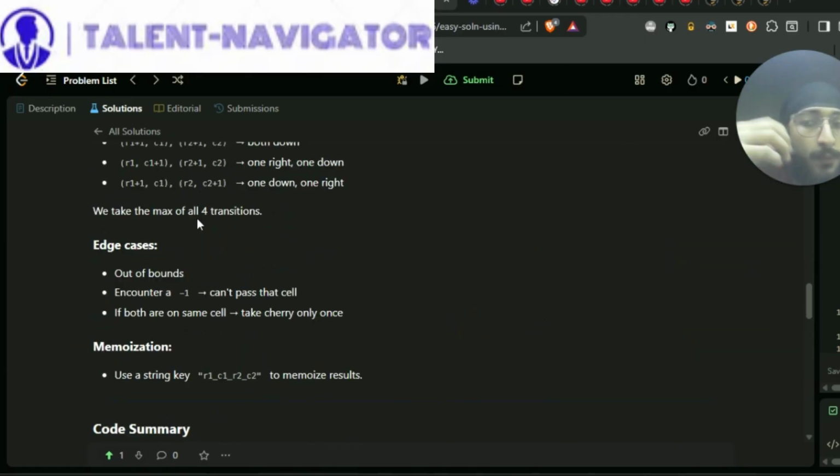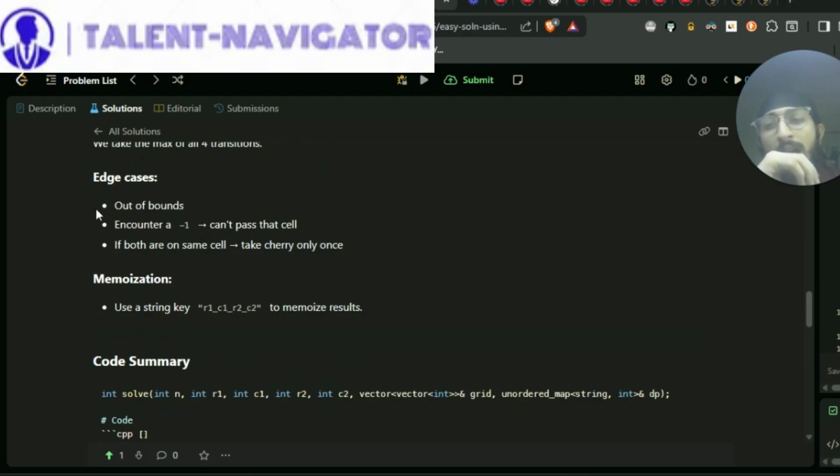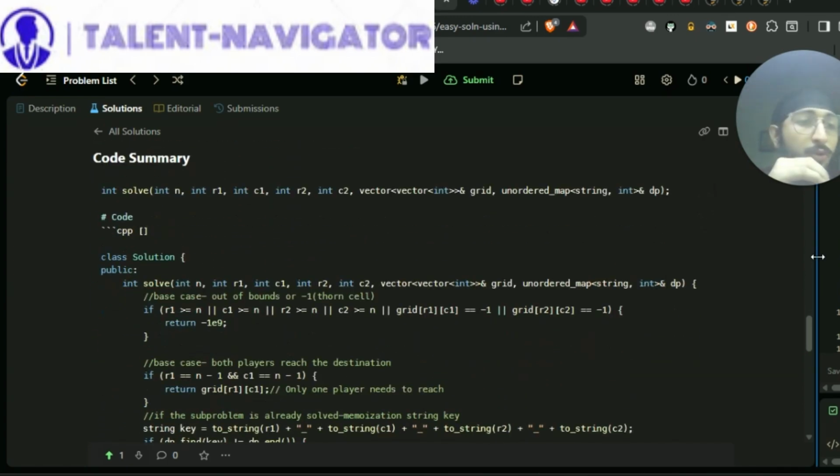Now we take the maximum of all these 4 transitions, and edge cases could be out of bounds, encountering a -1, that is a thorn cell, which we cannot pass, and if both are on the same cell, then we take the cherry only once. And for memoization, we use a string key made from the state to memorize the results, string key, right? Now let us go to the code.